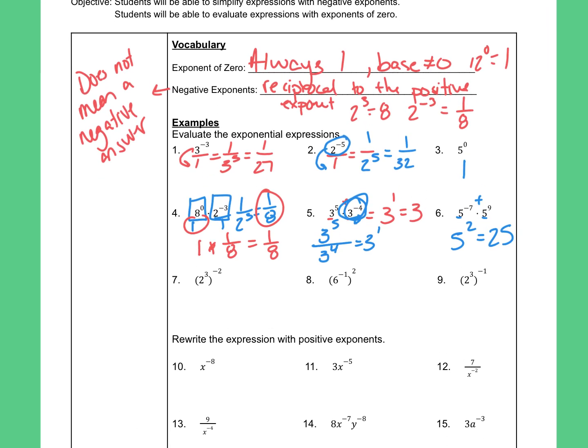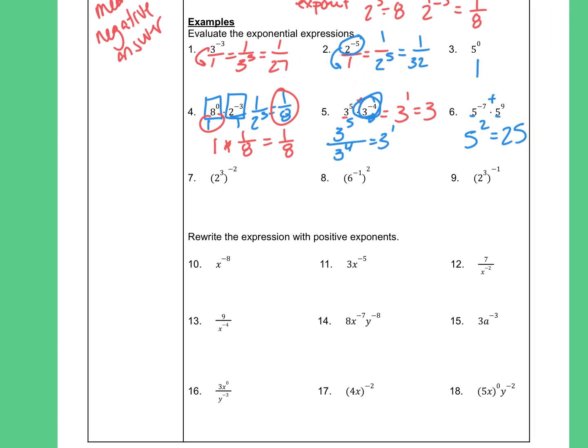Number 7, when we have an exponent on the outside of parentheses, that was called power of a power, and that's when we multiplied those exponents. So the base stays the same, and then negative 2 times 3 is negative 6. Now I end up with a negative exponent again, so we're going to think of that as a fraction and take the reciprocal of it, 1 over 2 to the positive 6. And then 2 to the positive 6 is 64 when we multiply all those 2's out.